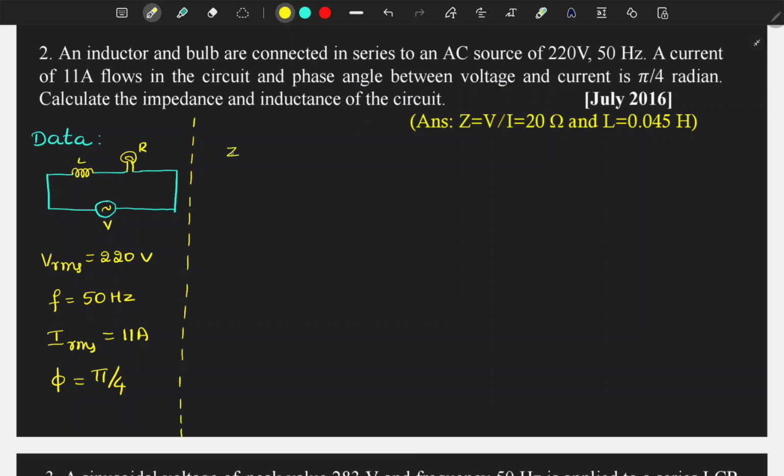So impedance first, using this data we have to calculate impedance, means we can use V by I or Vrms by Irms. Vrms is 220 volts, Irms is 11 ampere, that is equal to 20 ohms. This is the impedance.